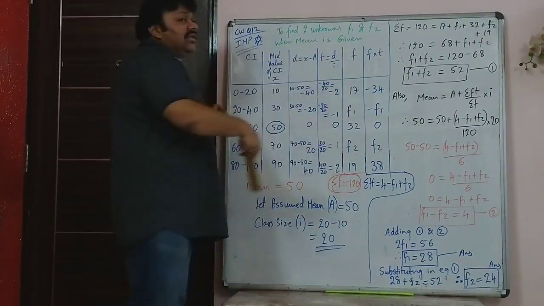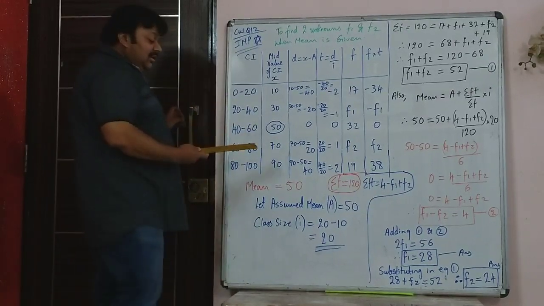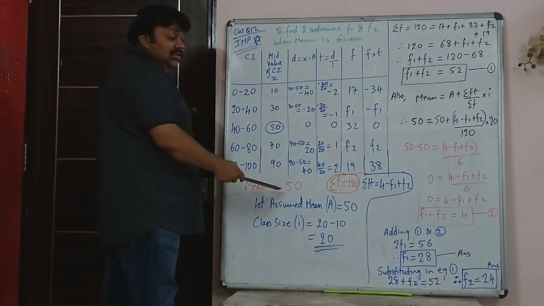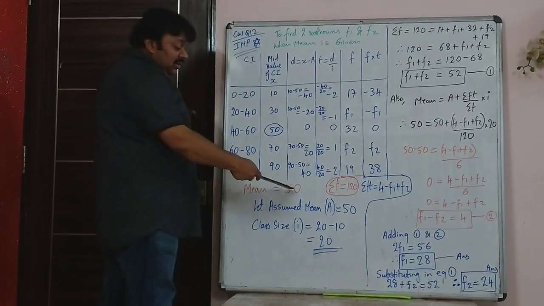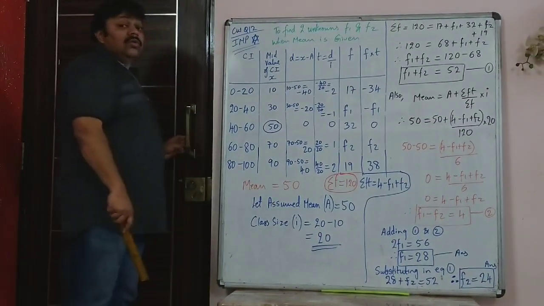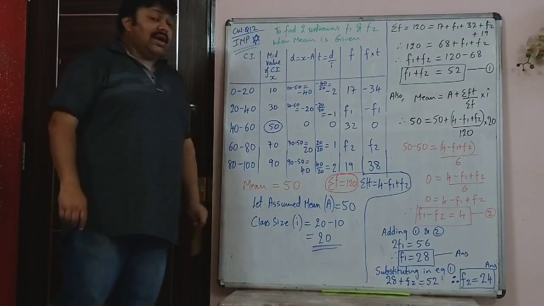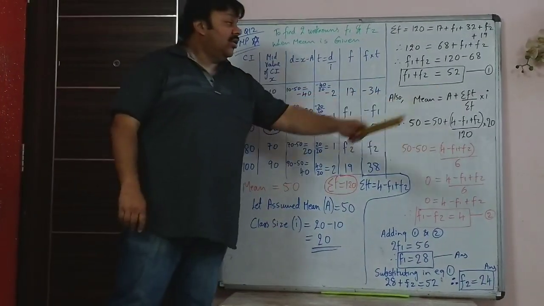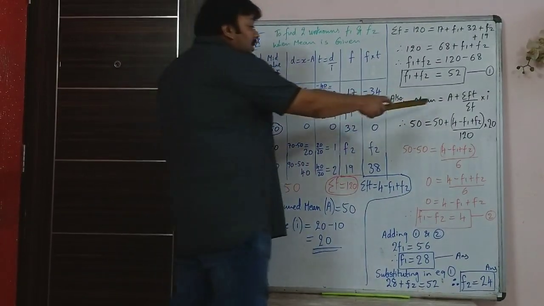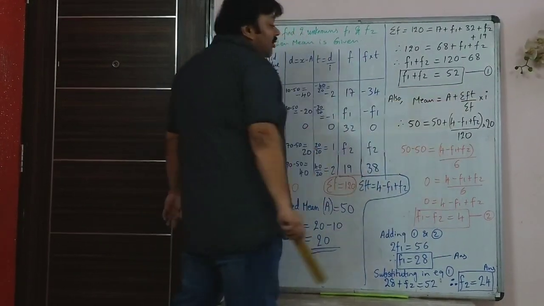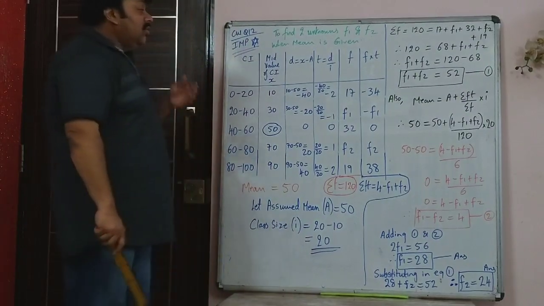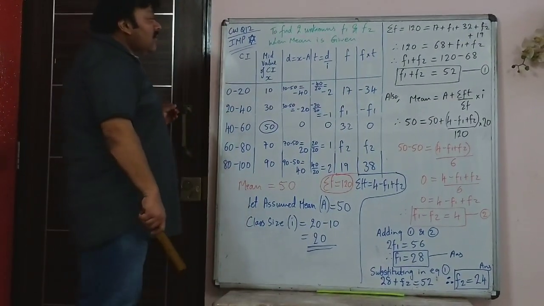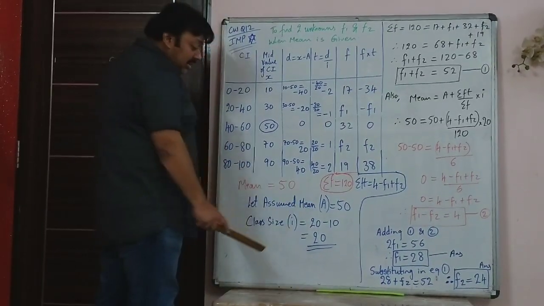You have to make now a second equation. For making the second equation, you have to use the mean is equal to 50. Your given mean is 50, so you have to use that. And using that value of mean, and using the formula of mean, A plus sigma f t upon sigma f into I, you need to find the actual value of mean. So here you are given mean is 50.